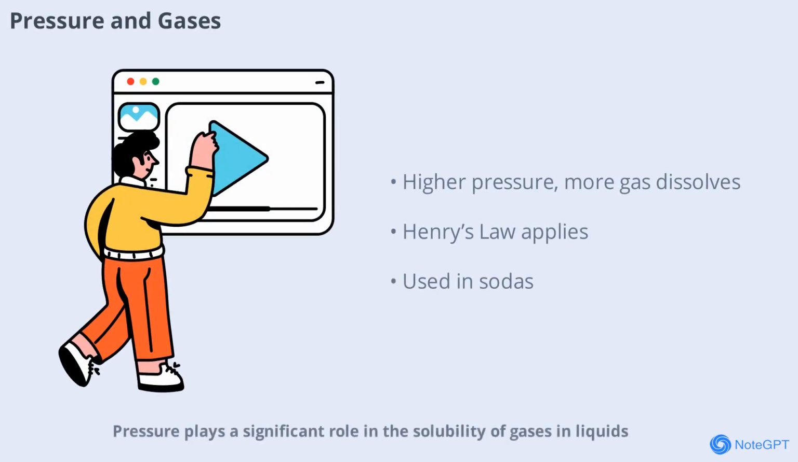Pressure plays a significant role in the solubility of gases in liquids. As pressure increases, more gas can dissolve in the liquid. This is explained by Henry's law, which states that the amount of gas dissolved is directly proportional to the pressure above the liquid. This principle is used in carbonated beverages, where high pressure keeps more carbon dioxide dissolved in the drink until you open the bottle.